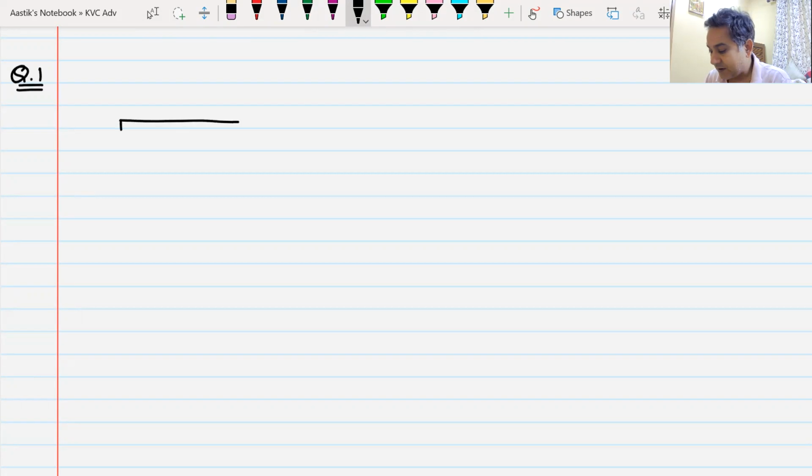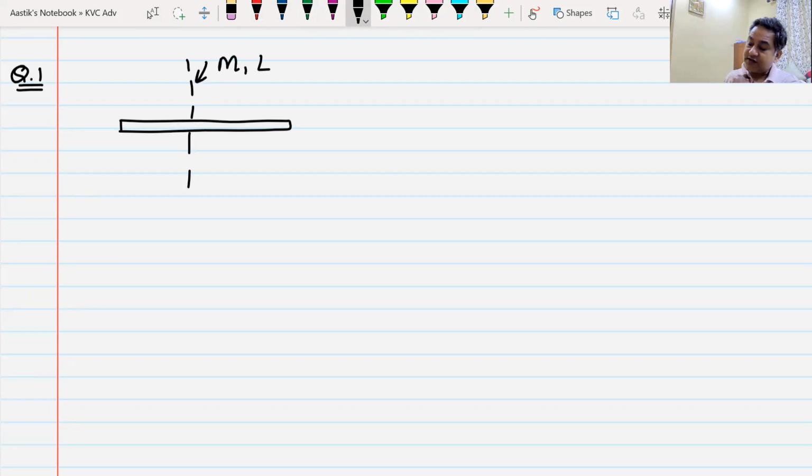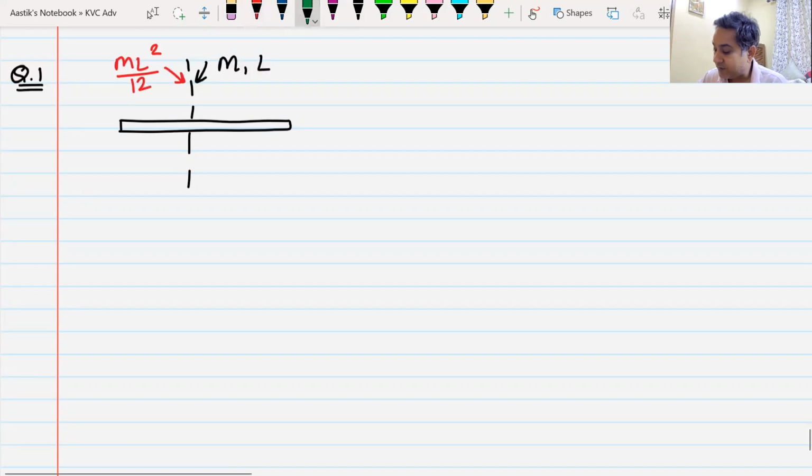For example, if I have a rod, the mass of the rod is m and length is L, and we know the moment of inertia of this rod about the center of mass axis. How much is that? This axis, center of mass axis. How much is the moment of inertia? mL square by 12, sir. mL square by 12.